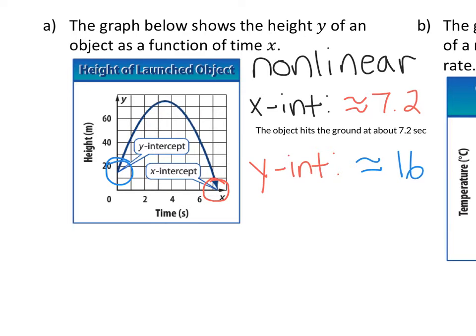And what does that mean? Well, the y-axis represents the height. So at time 0, the height is 16 meters. So that means the object starts at a height of 16 meters. So let's go ahead and write that down for our interpretation. The height of the object when it was launched was about 16 meters.